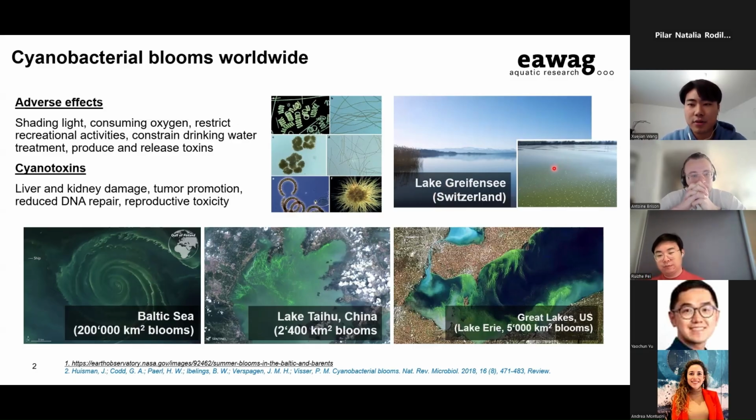These cyanobacterial blooms can cause adverse effects to the aquatic environment, such as shading light, consuming oxygen, and restricting recreational activities, but they can also be harmful to human health by constraining drinking water treatment. And then one major concern is that cyanobacteria can produce and release toxic secondary metabolites, or we just call them cyanotoxins. The adverse effects of these cyanotoxins include liver and kidney damage, tumor promotion, reduced DNA repair, and so on.